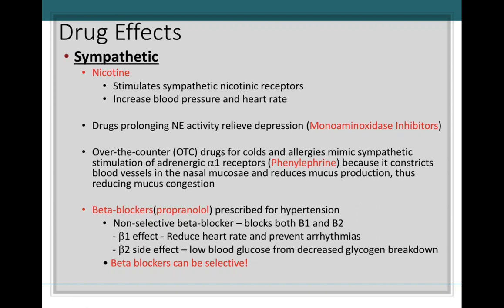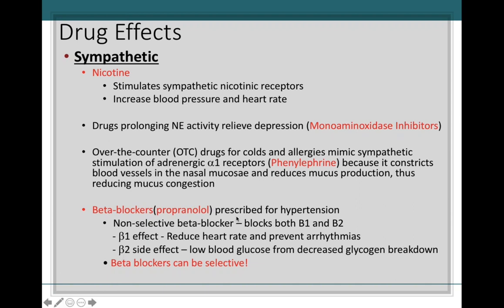So if we have beta-1 receptors found on the heart and we administer beta blockers to that beta-1 receptor, that's going to antagonize that beta-1 receptor. And beta-1 is an excitatory receptor, so if we antagonize the excitatory beta-1 receptor, that's going to produce an inhibitory effect. So that is why beta blockers will actually decrease heart rate and blood pressure.